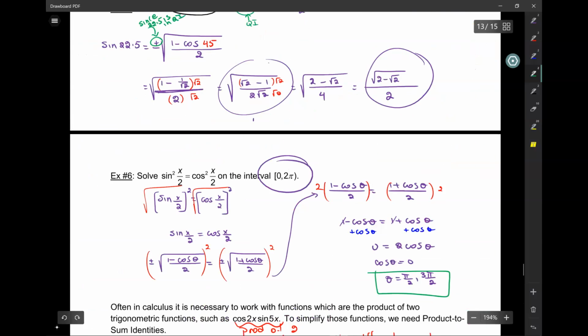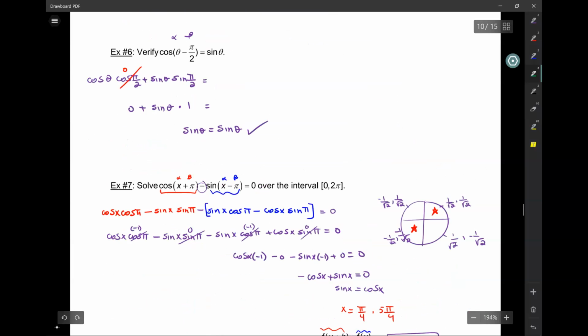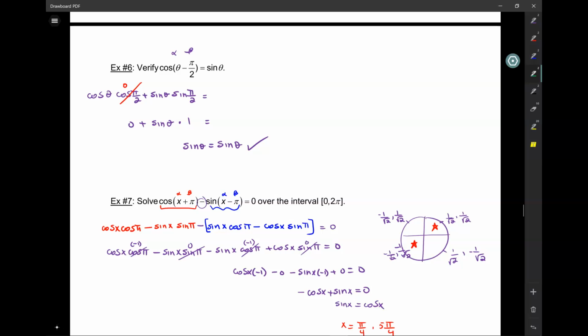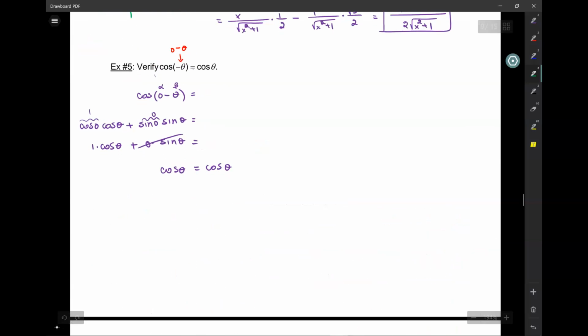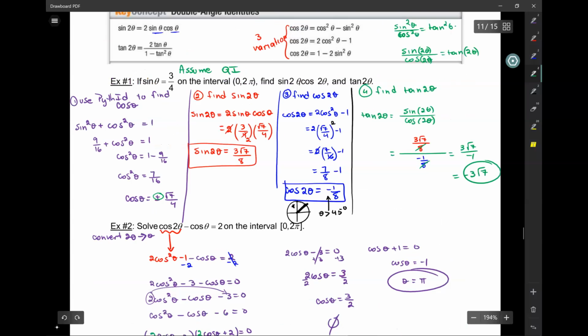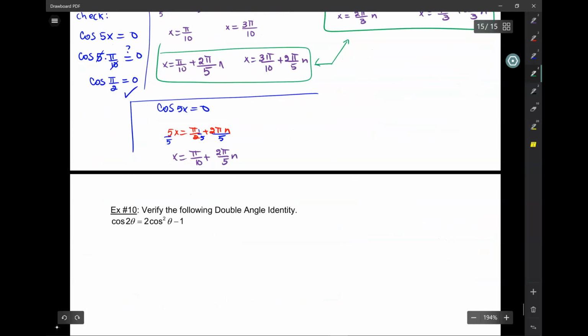Do you remember how way back in the day, like 3 days ago or whatever it was, we did these verifying stuff? Remember how this was an identity and they were like, prove it? We're going to do the same thing here. Do you guys recognize this identity? It's page 1 of section 5. This is one of the 3 identities for cosine 2 theta. So now it says verify this.